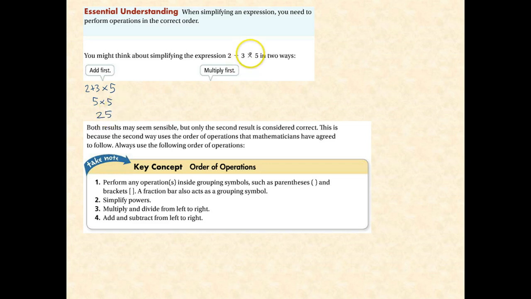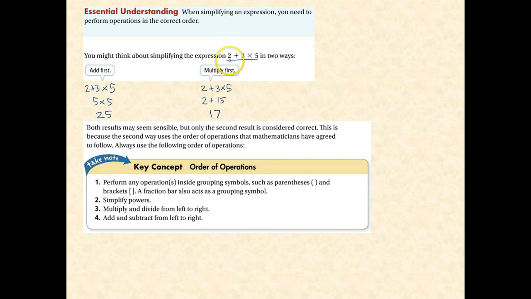But somebody else might look at that and say, well, I like multiplication. I think multiplication is awesome. So I'm going to do the multiplication part first. So 3 times 5 is 15. And then 2 plus 15 is 17. Well, who's right? Is it okay to have this get me two different answers? Not if I want math to make sense.